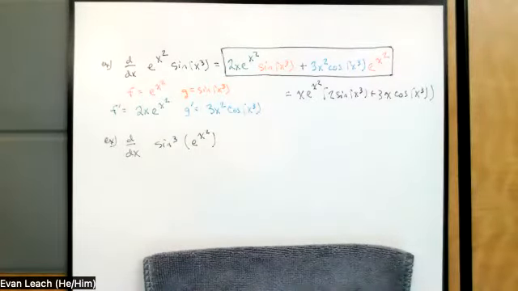Compare that with something like this. Similar elements. I've got sine, I've got a cube, I've got an e to the x squared. That sine cubed by itself doesn't mean anything. That's not a separate factor. That's not taking sine cubed times e to the x squared. This is sine cubed of e to the x squared.